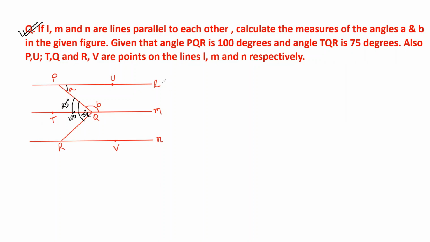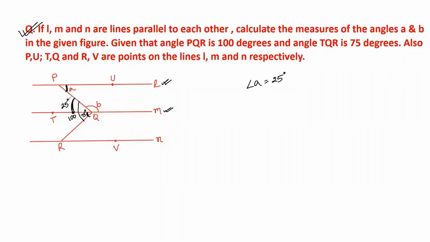Now, since lines L and M are parallel to each other and PQ is a transversal, this angle and angle A would be the alternate angles, so they would be equal. So angle A would be equal to 25 degrees.